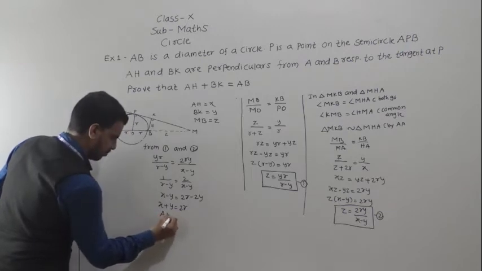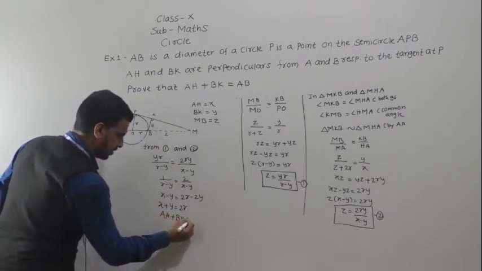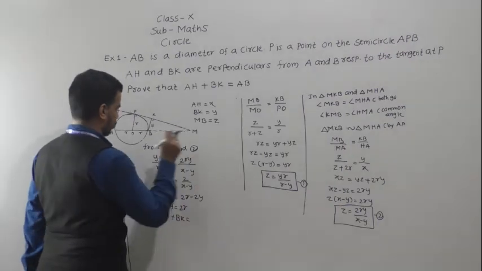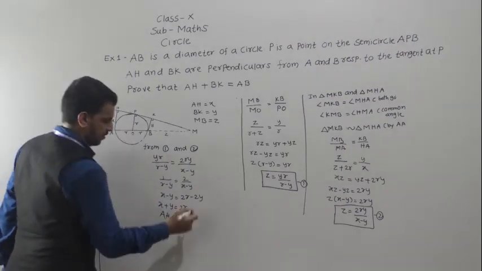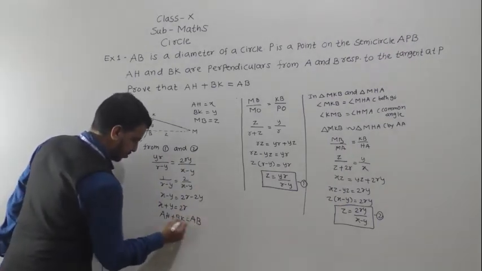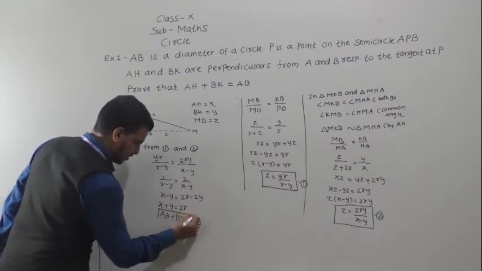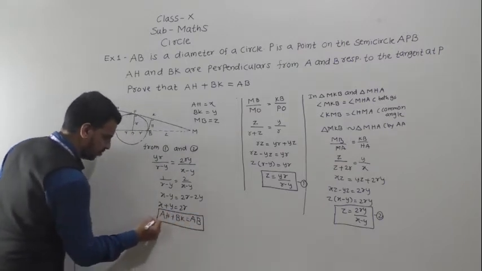So AH plus BK is equal to 2 into R. Now 2 into R means diameter, that is AB. So we have this result: AH plus BK is equal to AB.